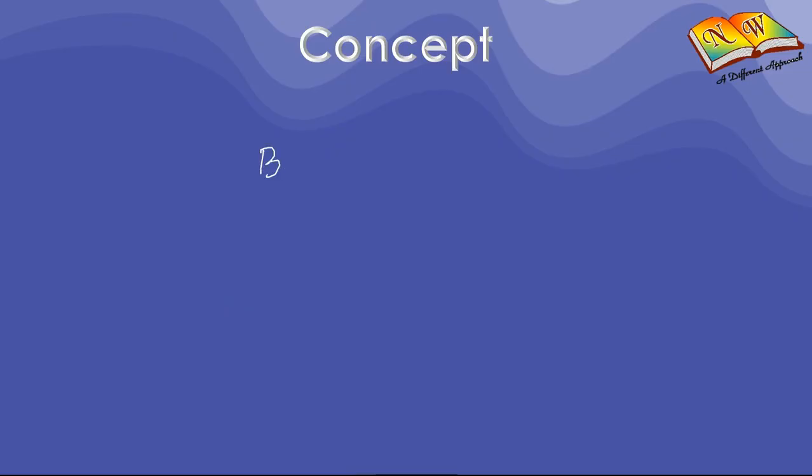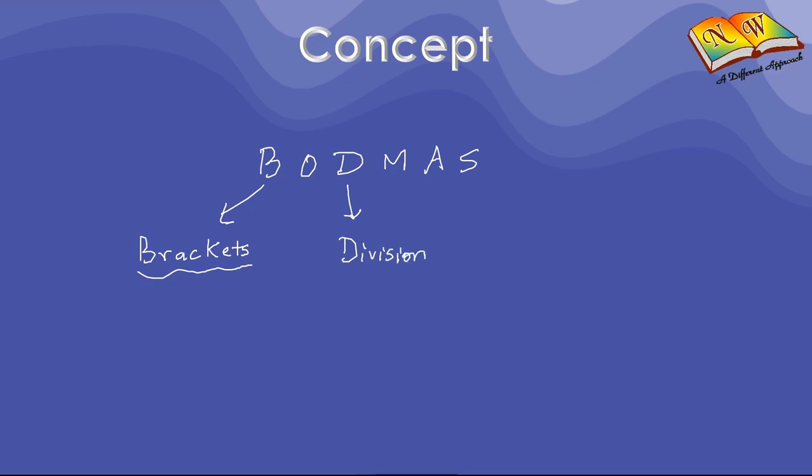When we say BODMAS, it consists of 6 words. B stands for the brackets. So if you have brackets in any expression, the first thing we have to do is to solve the brackets. Then comes the operations. The first operation which we have to solve is the division. The next one is the multiplication.